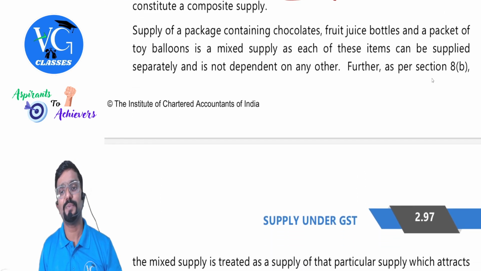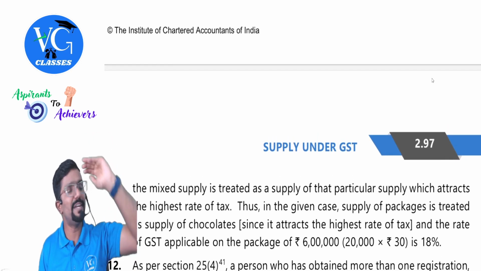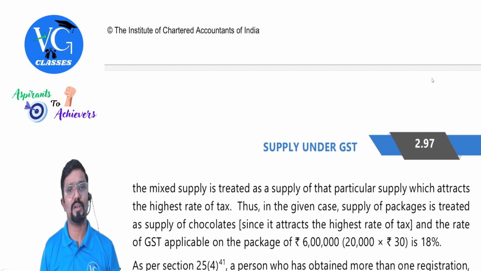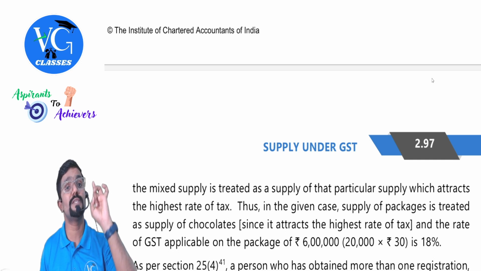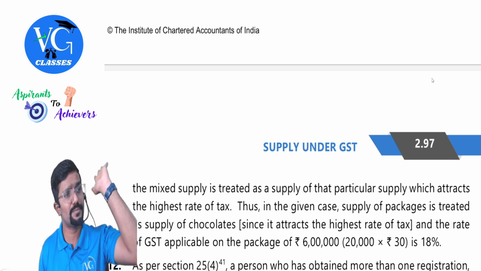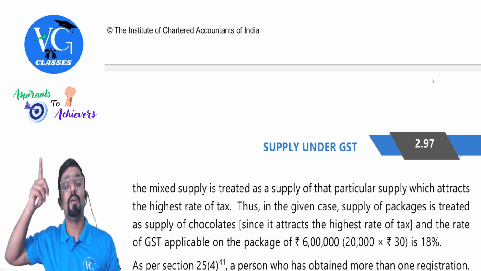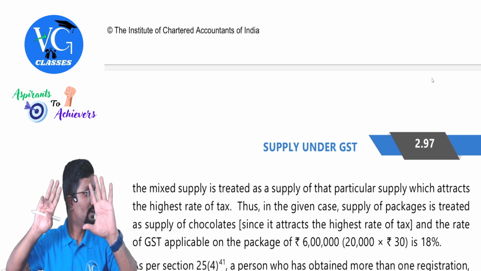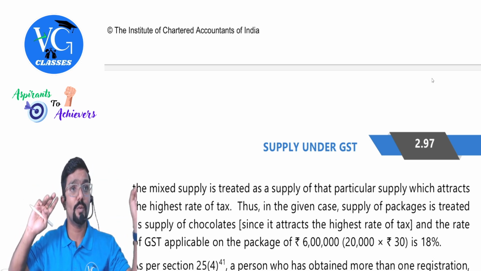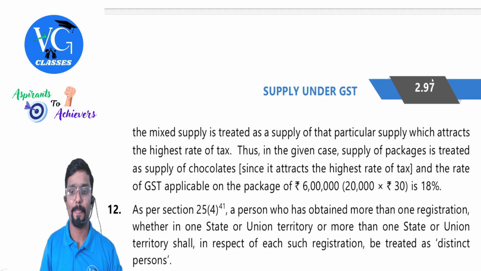Further, as per section 8(b), 8(a) talks about tax rates for composite supply. 8(b) talks about tax rates for mixed supply. Sir, subsection you don't want, you just remember at least 8. Please be careful. Composite supply and mixed supply are defined in section 2(30) and 2(74) respectively. But the tax rates on that are given in section 8. When you're writing what is composite, what is mixed, don't use section number 8, because section 8 will not tell what is composite, what is mixed. It will tell what is the tax rate applicable.